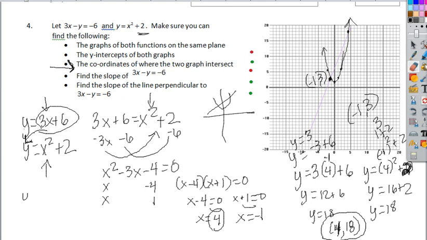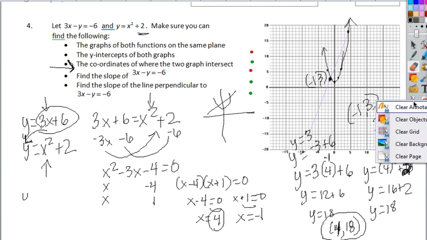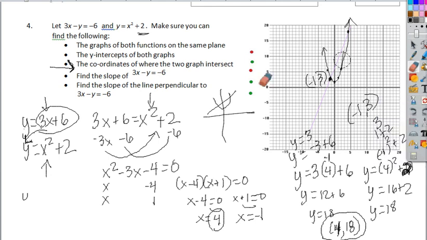Again, write it down, pause. I'm going to erase so I don't erase my picture. Let me grab a fat eraser.